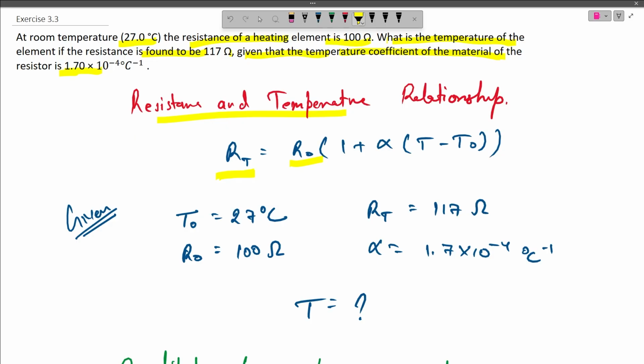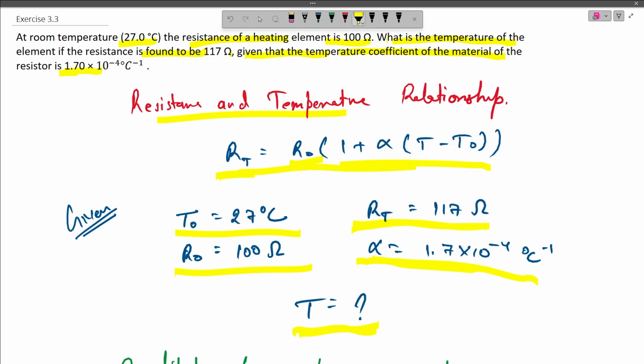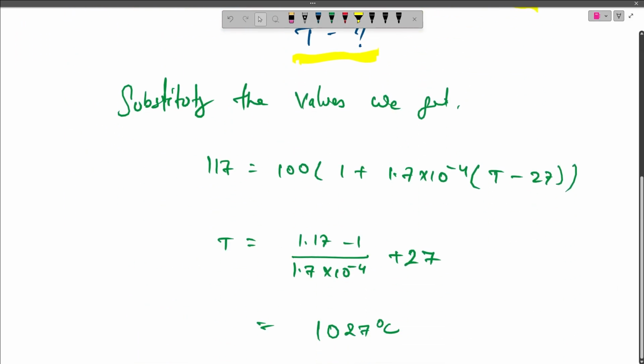So in this question we have to find out the value of final temperature given the final resistance, initial temperature, and thermal coefficient of resistivity. So after substituting the values in this formula, we can easily calculate the value of T because this is the only unknown over here. Now substituting the values, we will get T equals 1027 degrees centigrade. That is the final temperature at which the resistance was 117 ohm: 1027 degrees centigrade.